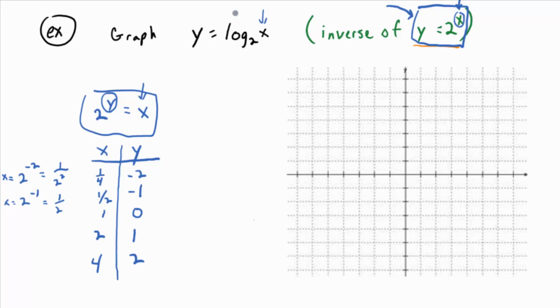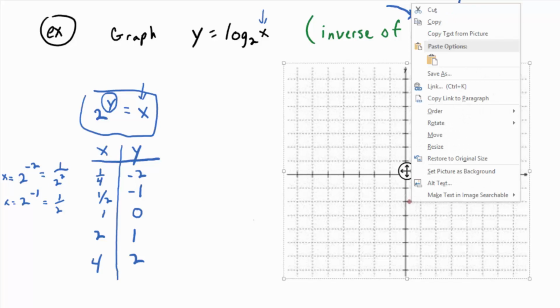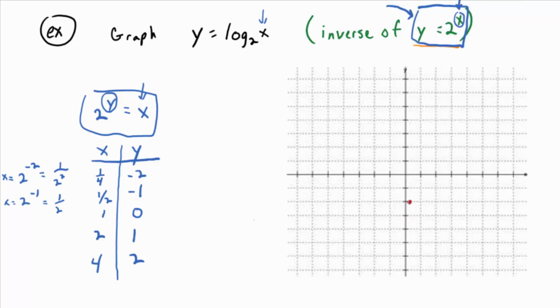Okay, so let me plot these things. So at 1/4, we're down -2, so there's a half on the x. Down -2, and then we got to go a quarter, so half of a half, right about there. Okay, and then go over 1/2, down 1. Okay. And then 1, 0 is easy enough to plot. Over 2, up 1. Over 4, 1, 2, 3, 4, up 2.